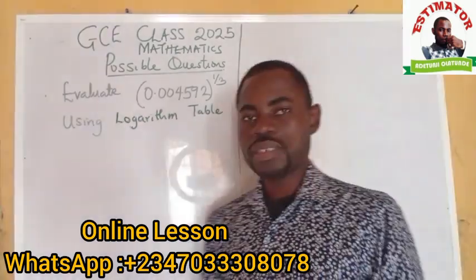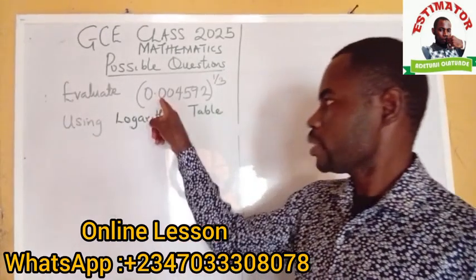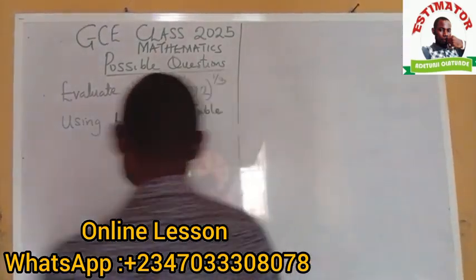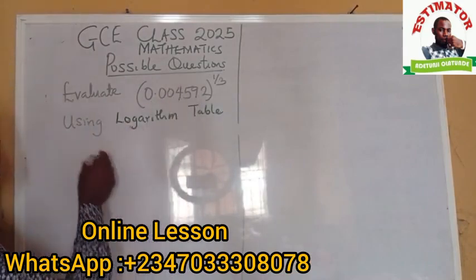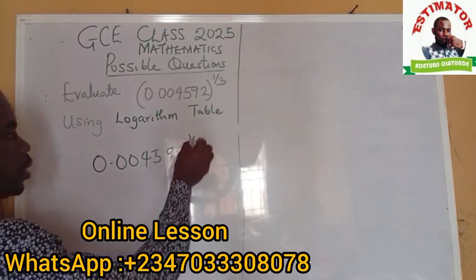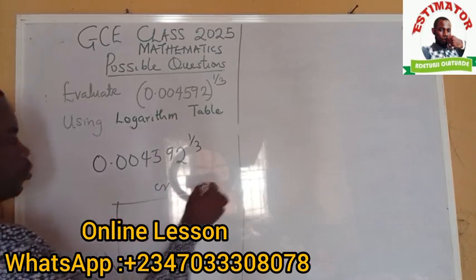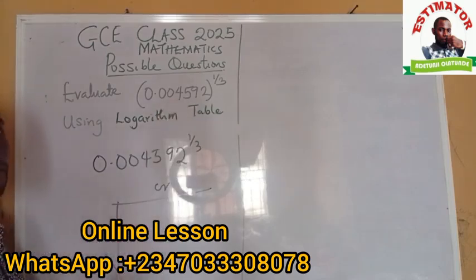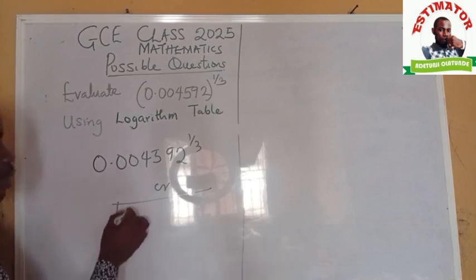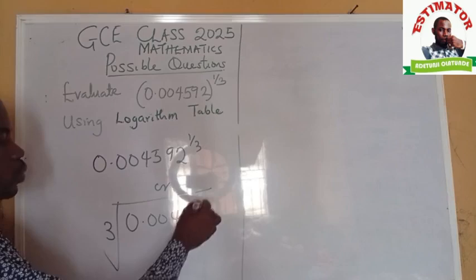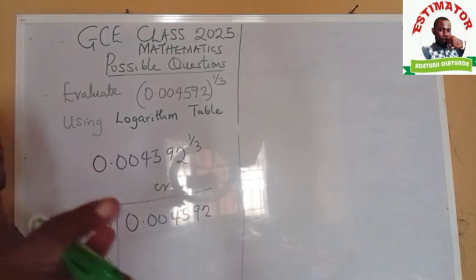Now, concerning this, I want to speak in two ways. This question you are seeing here, 0.004592 raised to 1 over 3, you can also write it as a cube root. Remember that whenever you have numbers raised to power fractions, the denominator tells you the root of that number. So I am having the cube root of 0.004592. It now depends on you how you want to solve it.